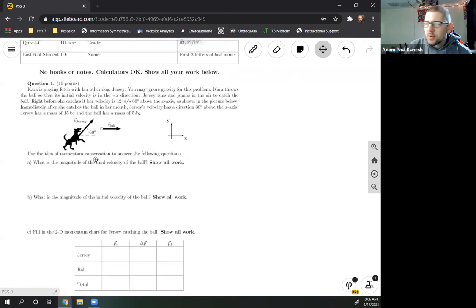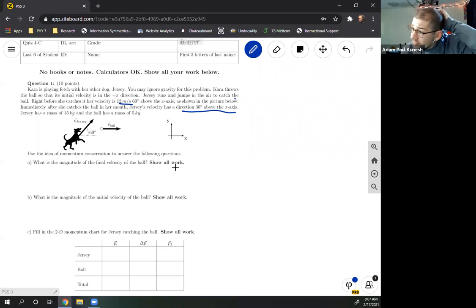Cool. So we've got Kara playing fetch with her dog Jersey. You may ignore gravity for the problem. Kara throws the ball so there's initial velocity in the plus x direction. Jersey runs and jumps in the air to catch the ball. Right before she catches it, her velocity is 12 meters per second, 60 degrees above the x-axis, as shown in the picture below. Immediately after she catches the ball in her mouth, Jersey's velocity has a direction 30 degrees above the x-axis. So they give us information about before and after the catch for Jersey. Jersey has a mass of 15 kilograms, and the ball has a mass of 5 kilograms.